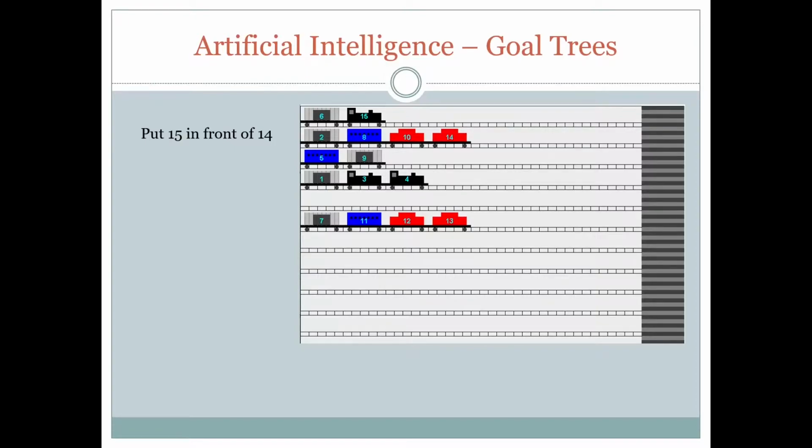The conveyor belt moves it down one track, and then we move car 15 back to the left, so it's now in front of 14. That's easy. We could do that right now. But what happens if we want to put car 6 in front of 14? That requires a little more thought and planning.